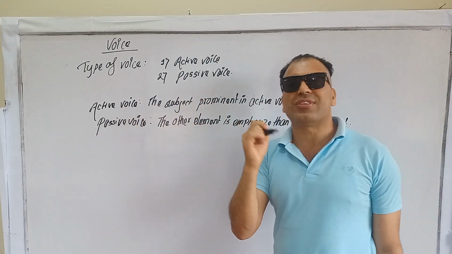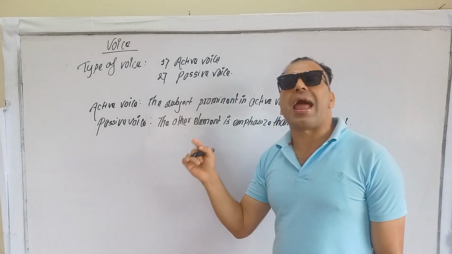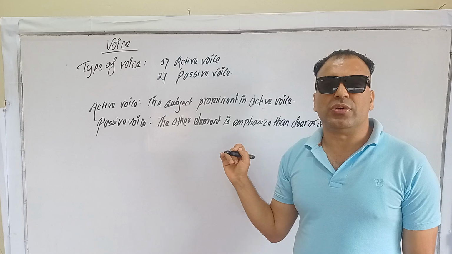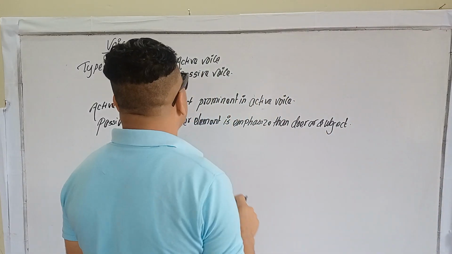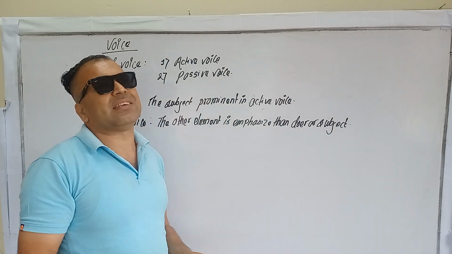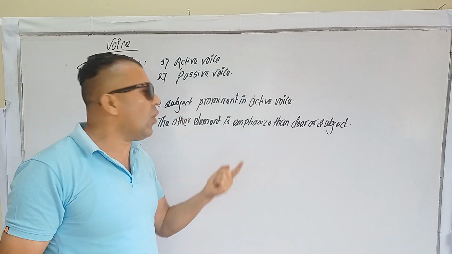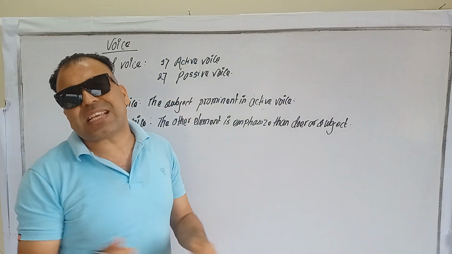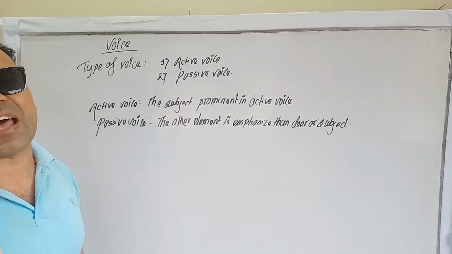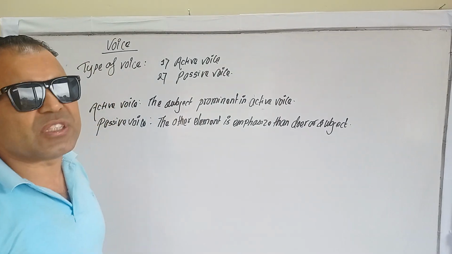In active voice, the subject is prominent, and in passive voice, the other element is important or emphasized more than the subject or doer. When we explain anything in active voice, the subject is emphasized more. If we express the sentence in passive form, we have to emphasize the object or other element more than the subject or doer.